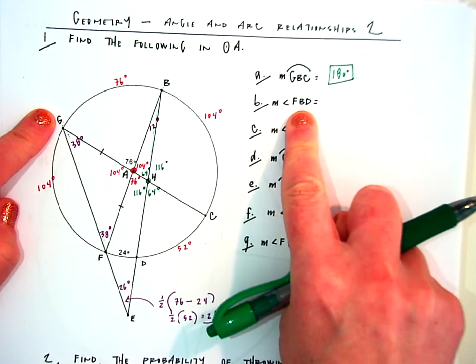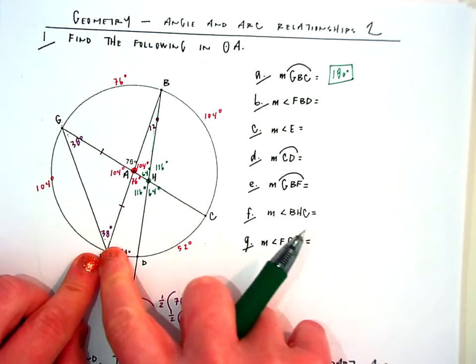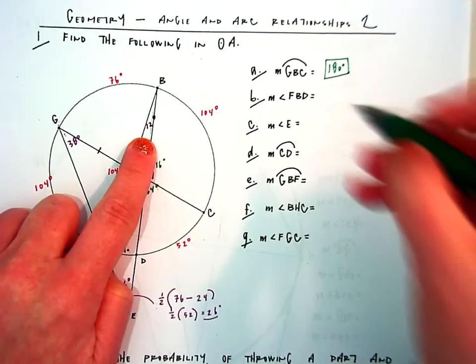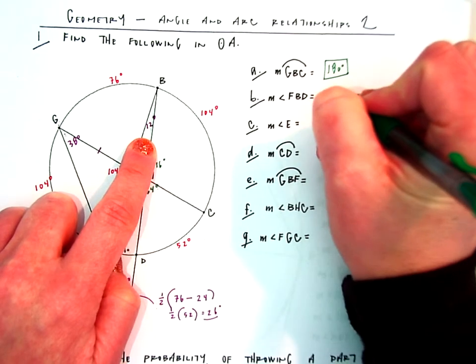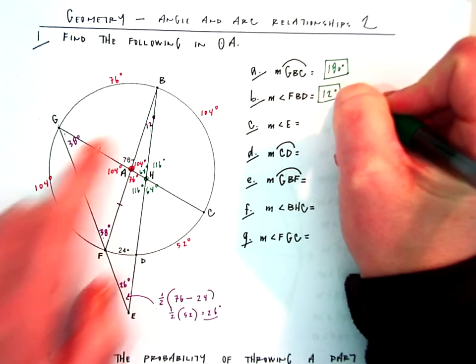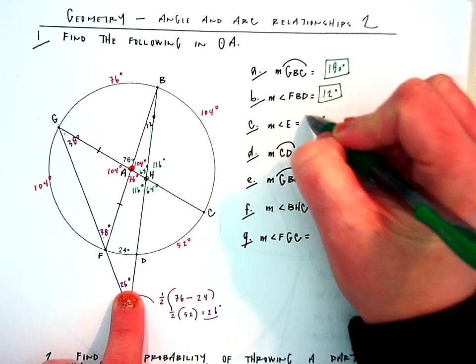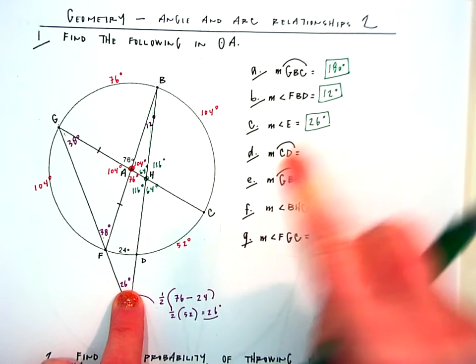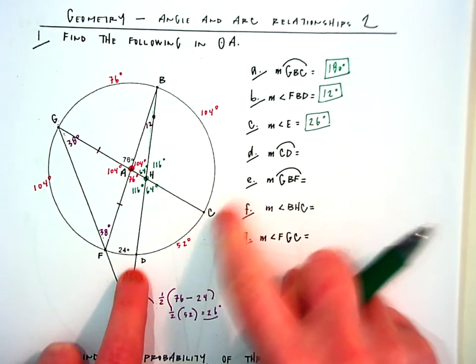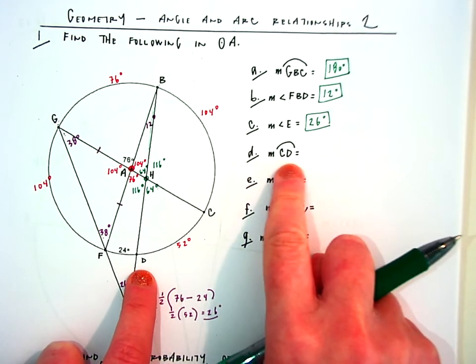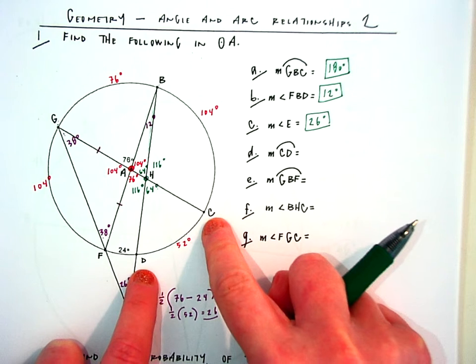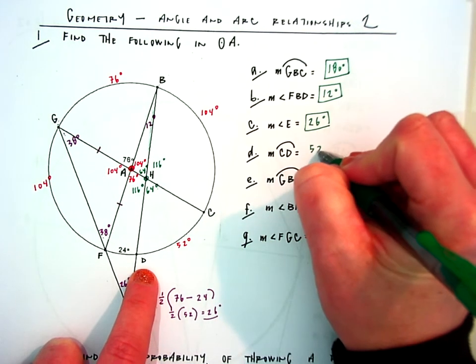Okay, FBD. So FBD, that angle is 12 degrees. Angle E, 26 degrees. CD, it's an arc, and it's the smaller of the two, because that's a minor arc notation. So I'm looking at 52 degrees.